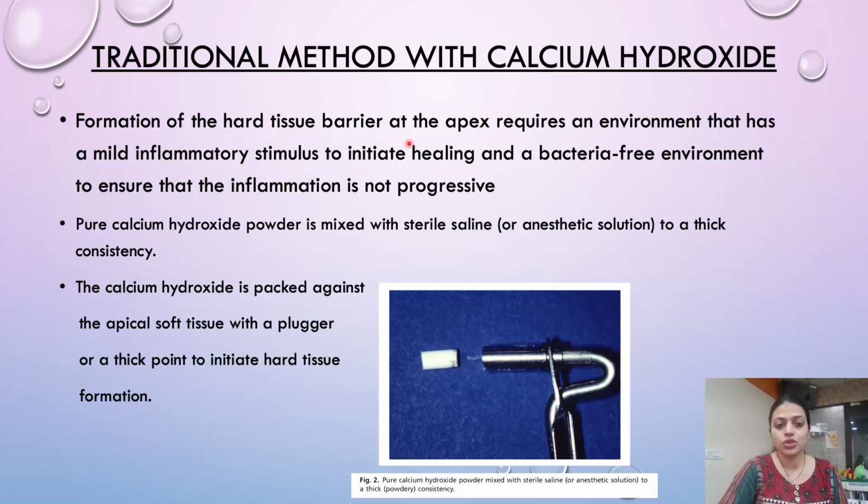So the traditional method is the use of calcium hydroxide. Formation of a hard tissue barrier at the apex requires an environment that has a mild inflammatory stimulus which initiates healing, and a bacteria-free environment to ensure that inflammation is not progressive. Pure calcium hydroxide powder is mixed with either sterile saline or an anesthetic solution to form a thick consistency, like this. The calcium hydroxide is packed against the apical soft tissue with a plugger or a thick point to initiate hard tissue formation.